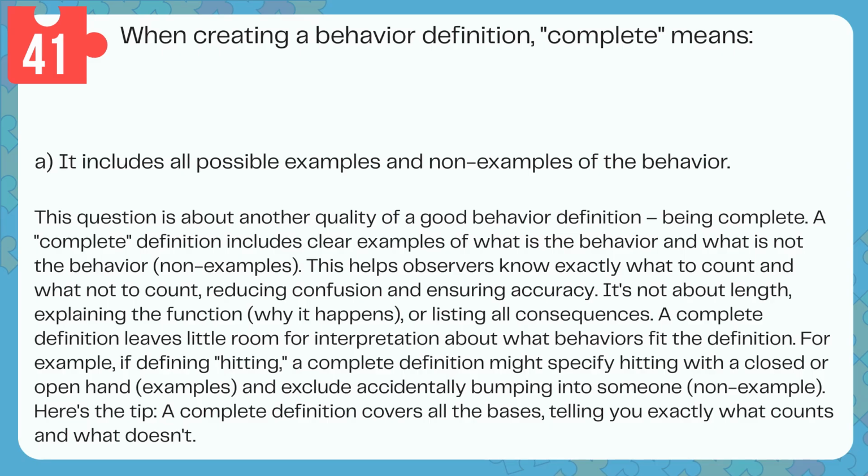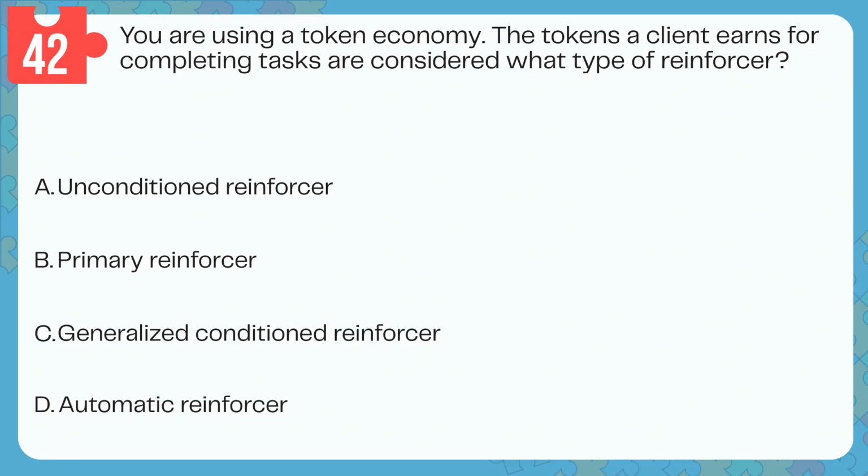For example, if defining hitting, a complete definition might specify hitting with a closed or open hand as examples, and exclude accidentally bumping into someone as a non-example. Here's the tip. A complete definition covers all the bases, telling you exactly what counts and what doesn't. Question 42. You are using a token economy. The tokens a client earns for completing tasks are considered what type of reinforcer?